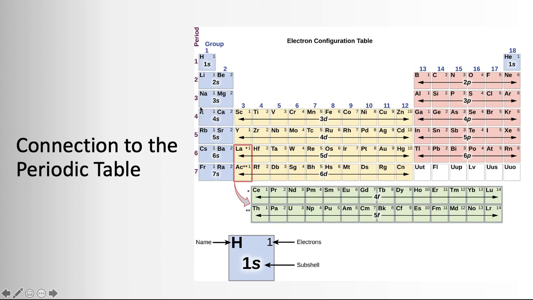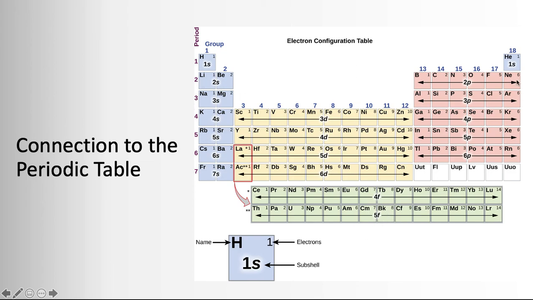Row 4 is filling the 4S, but now we have to go through the D orbitals. So remember we said we have 3S, 3P, then we go to 4S because it's slightly less energy than the 3D. When we fill the 4s, then we have to go through the 3d. So this block chunk over here is filling the d orbitals, the 3, the 4, the 5, and the 6. And then the inner transition elements are filling the f orbitals.